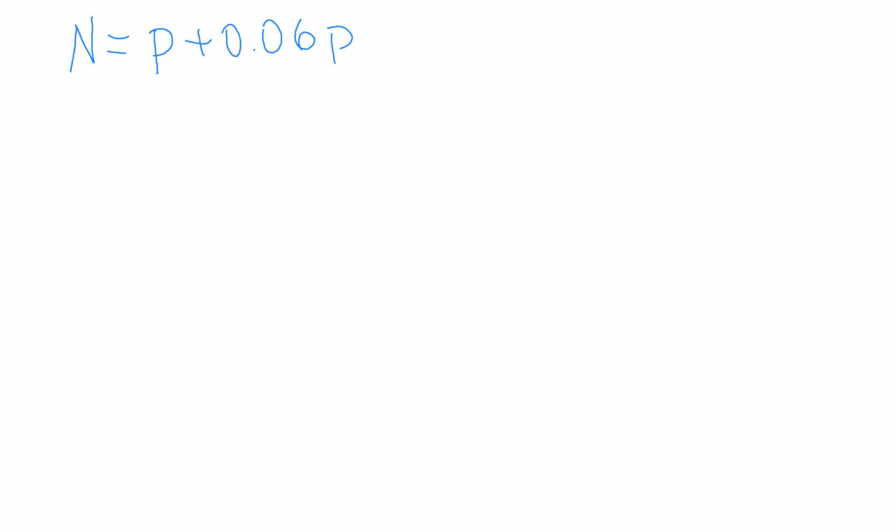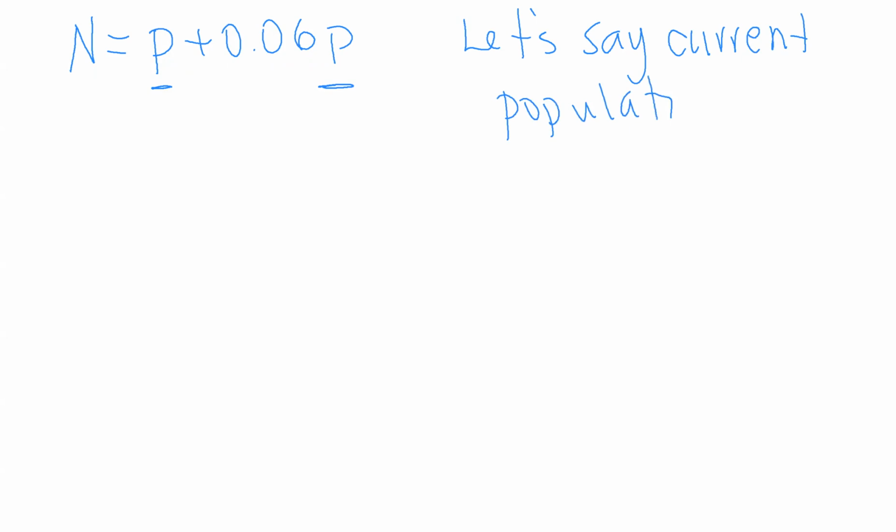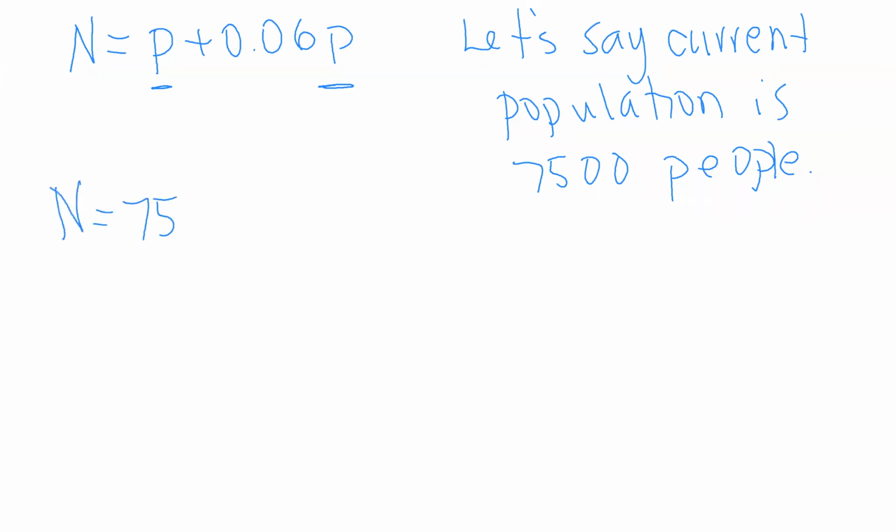But what we need is either n or p. So in this case, we want to figure out what p is. So let's say the current population is 7,500 people. Okay, you have to be given some information. So you've got the formula and then you have to be given information for one of the two variables. In this particular case, we're going to say that we have the current population, so we want to find the new population. We take the current population and we add 6% of the current population.